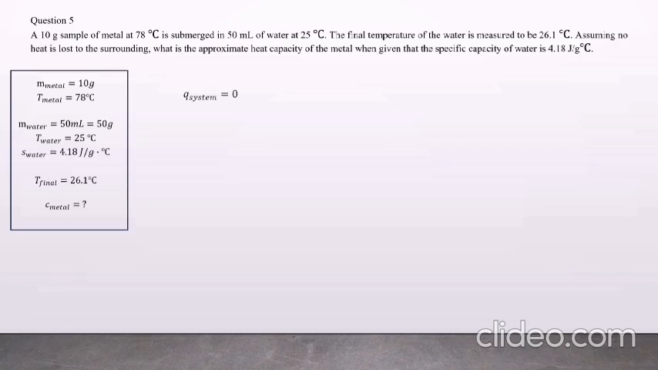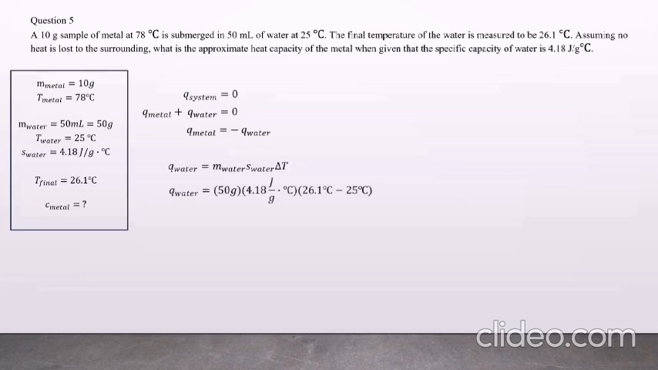As Q system is always equal to 0, Q metal plus Q water is equal to 0. And we take the Q water to the other side. So we can say that Q metal is equal to negative Q water. The first thing that we can calculate is the Q water. Q water is equal to m s delta T. We can obtain the values from the question. Delta T is final temperature minus initial temperature, which is 26.1 degrees Celsius minus 25 degrees Celsius. Then we obtain the answer of 229.9 joule.